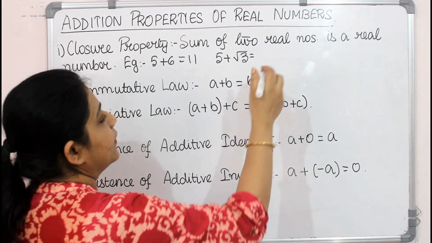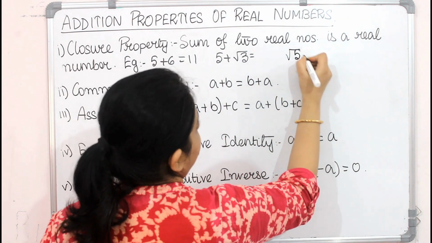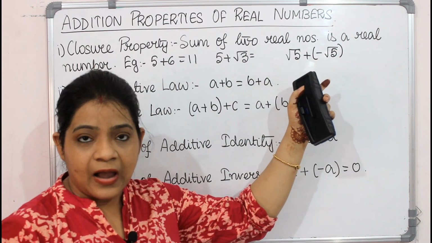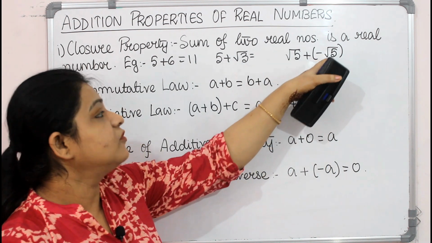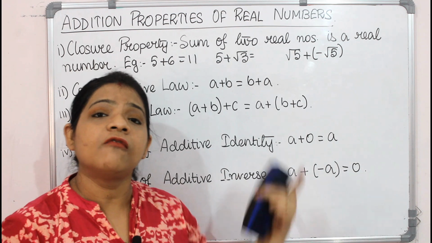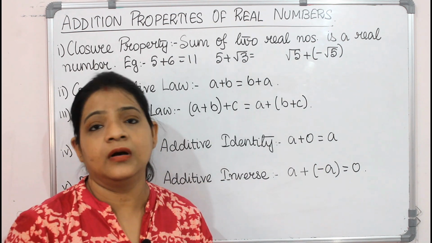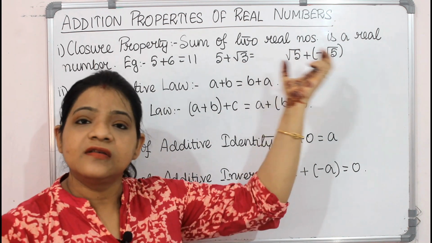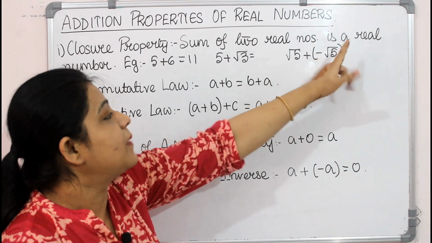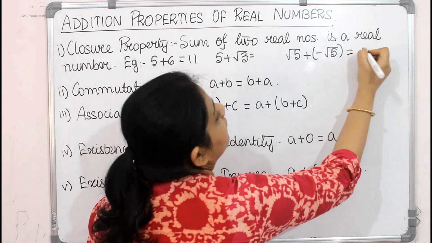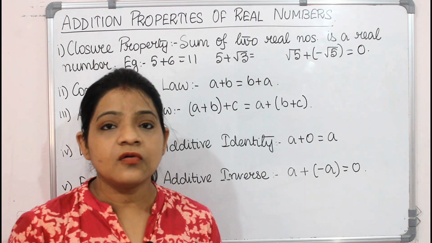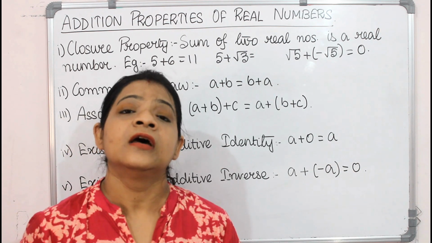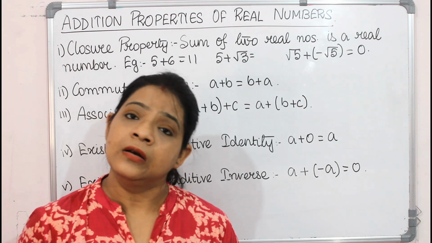Another example I will give you, that is root 5 plus minus root 5. So root 5 is an irrational number, that is a real number, plus minus root 5. So minus root 5, negative of irrational number, is also an irrational number. Yes, and an irrational number is a real number. So root 5 plus minus root 5 will give you 0. So what is 0? 0 is also a real number. So always when you add two real numbers, the result will always give you a real number.